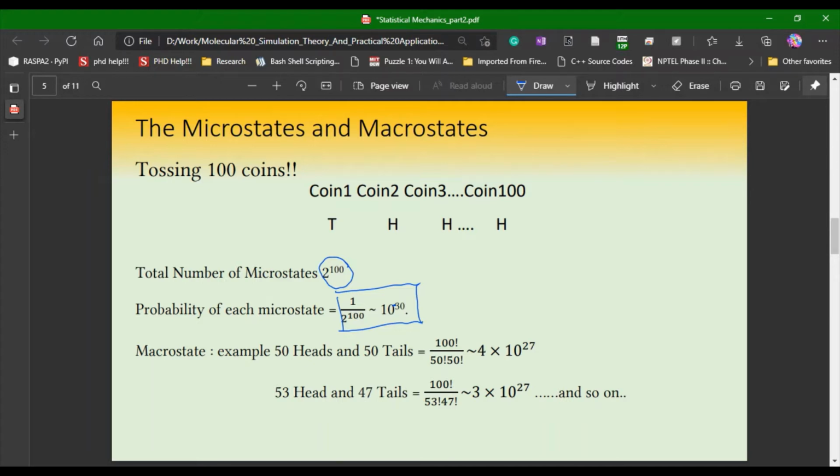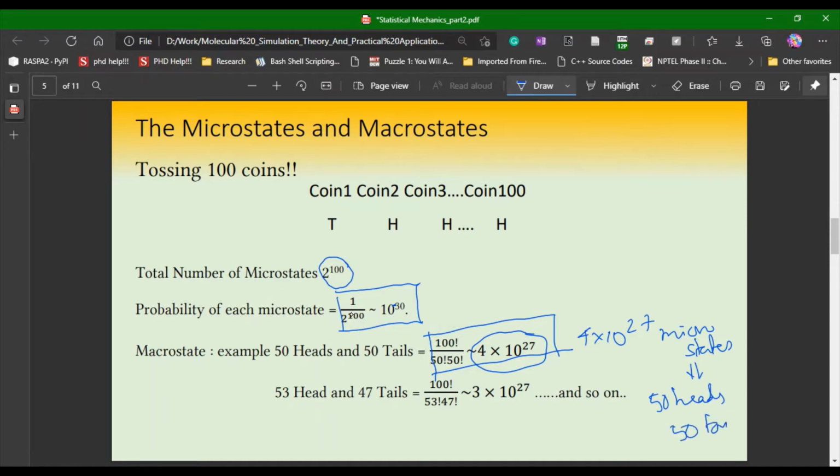Now let's take an example of a macrostate. Let's say we want to see the number of microstates which correspond to 50 heads and 50 tails, so that we can easily calculate. We can use simple probability, and this comes out to be a very huge number: 4 times 10 raised to power 27 microstates that correspond to 50 heads and 50 tails.